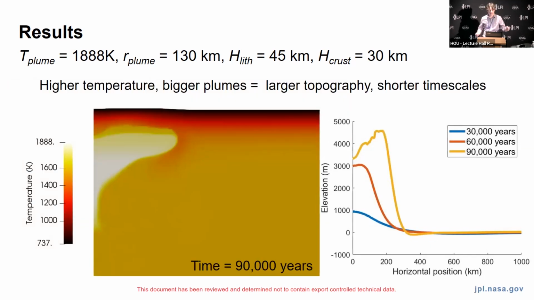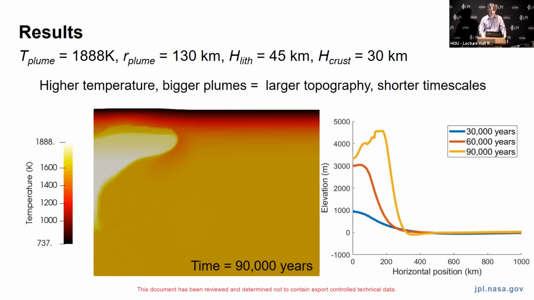So we did a lot of parameter variation, just a few examples to show you here. We have a plume about 100 degrees hotter than the previous plume. In this case, the same processes occur. It's just that they happen faster and produce more topography. So after 90,000 years, you can have a 500-meter rim.